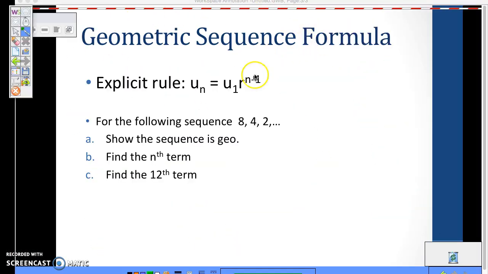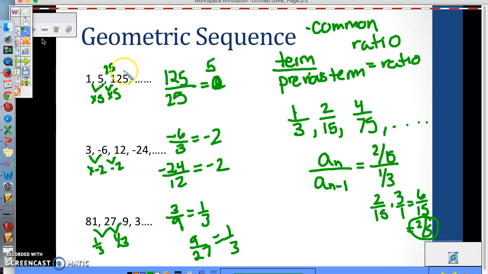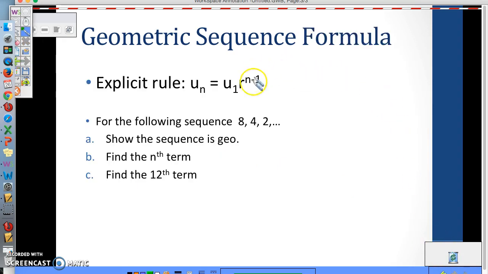So to find the rule here, it's our first term times our ratio to the power of 1 less than the number of the term. And that makes sense, to get our n equals 1, 2, 3, 4th term, we start with our first term, and then we multiply it by -2 three times, hence that power here. So we need to show that this one is geometric.